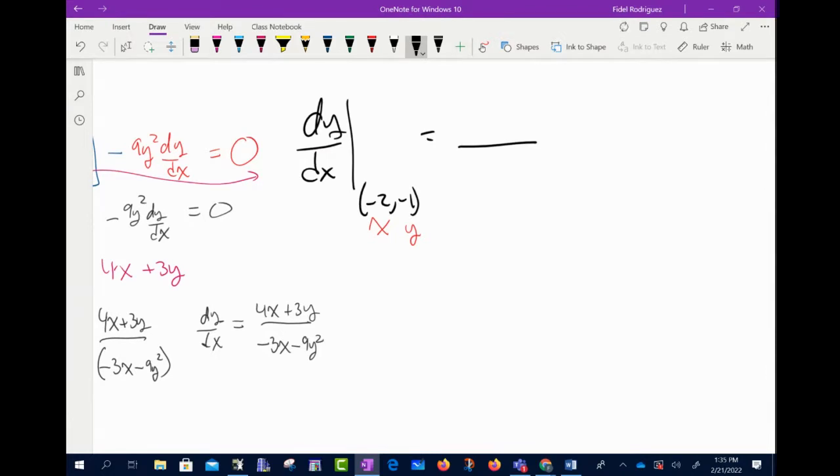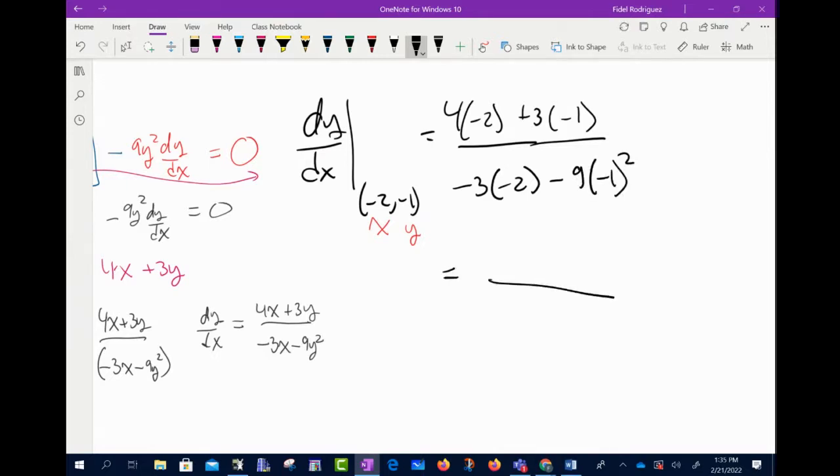Okay, so now look, we're going to start plugging in. So we're going to say 4 times what? Negative 2 plus 3 times negative 1, all over negative 3 times negative 2 minus 9 times negative 1 squared.